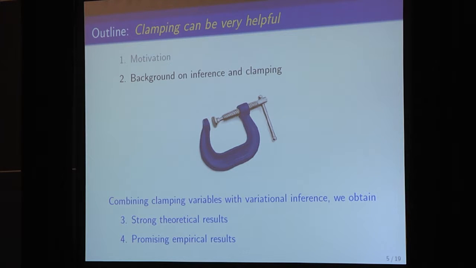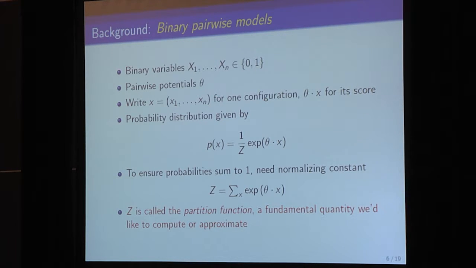So, a quick outline. Next, I'll give background on inference and clamping. And then I'll show our main results, which indicate that by combining clamping variables with variational inference, we obtain strong theoretical results and promising empirical results. So first, I'll give a brief introduction to binary pairwise models.